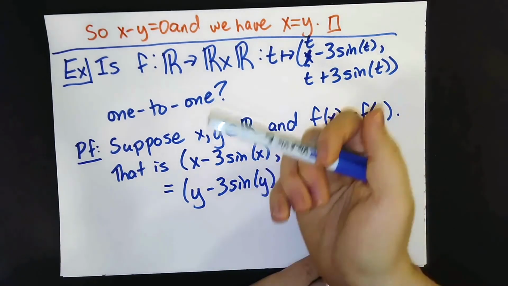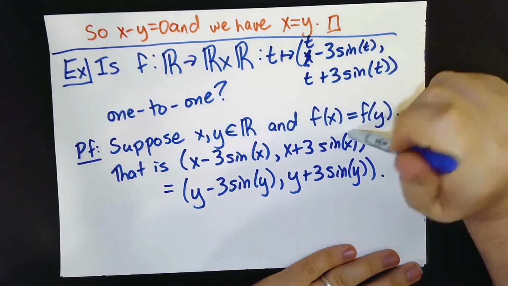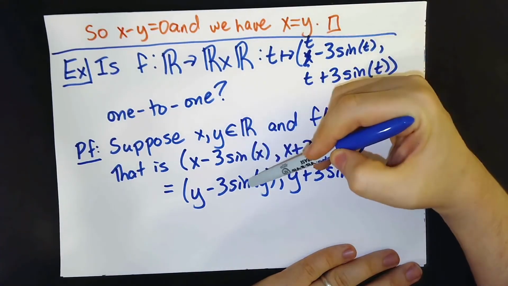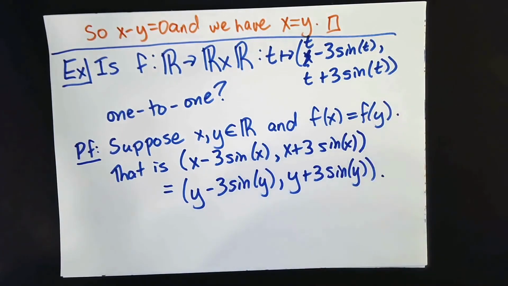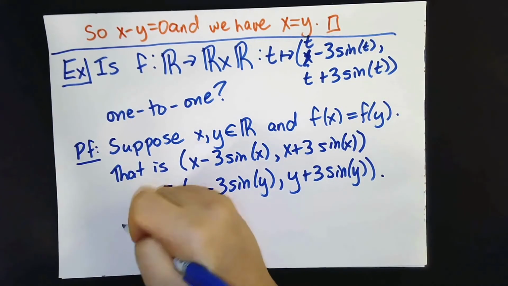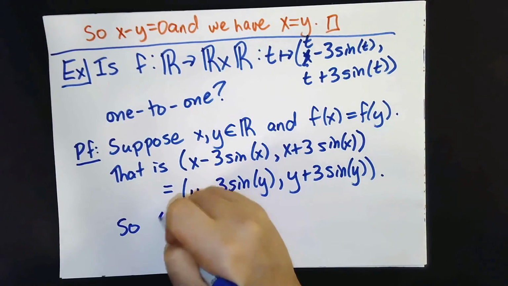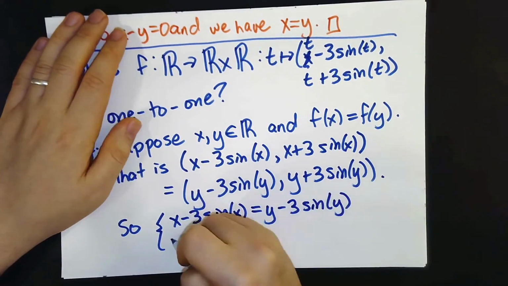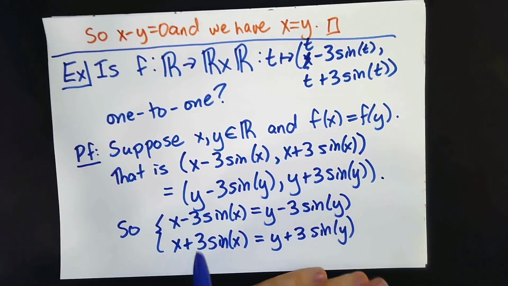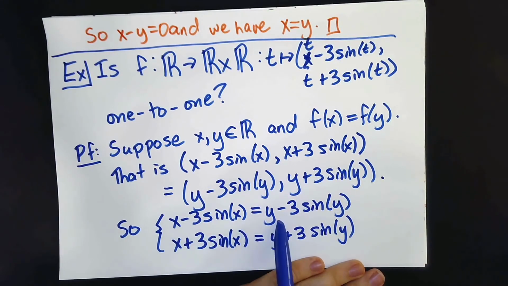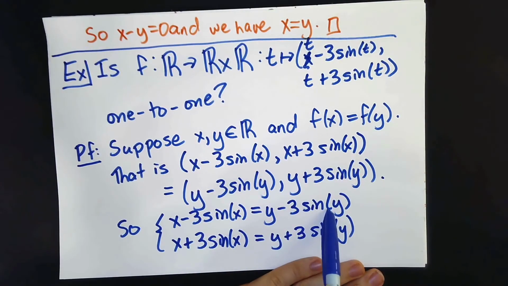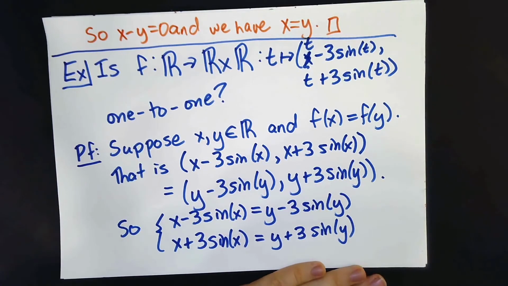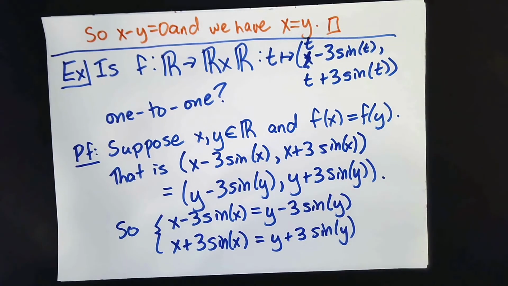But what does it mean? If two ordered pairs are the same, it means the first slots are equal and the second slots are equal. So when I say these tuples are equal, what I'm really describing is a system of equations. Namely, the system of equations: x minus 3 sine x is equal to y minus 3 sine y, and x plus 3 sine x is equal to y plus 3 sine of y. Now, a trick you'll often see with systems of equations is that often you want to combine the systems of equations to get you something better.